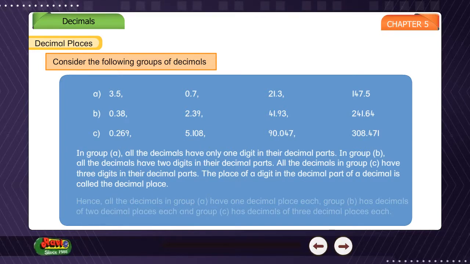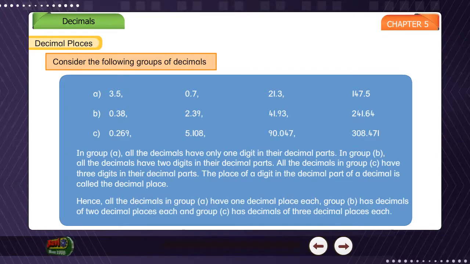In Group B, all the decimals have two digits in their decimal parts. All the decimals in Group C have three digits in their decimal parts. The place of a digit in the decimal part of a decimal is called the decimal place. Hence, all the decimals in Group A have one decimal place each. Group B has decimals of two decimal places each, and Group C has decimals of three decimal places each.